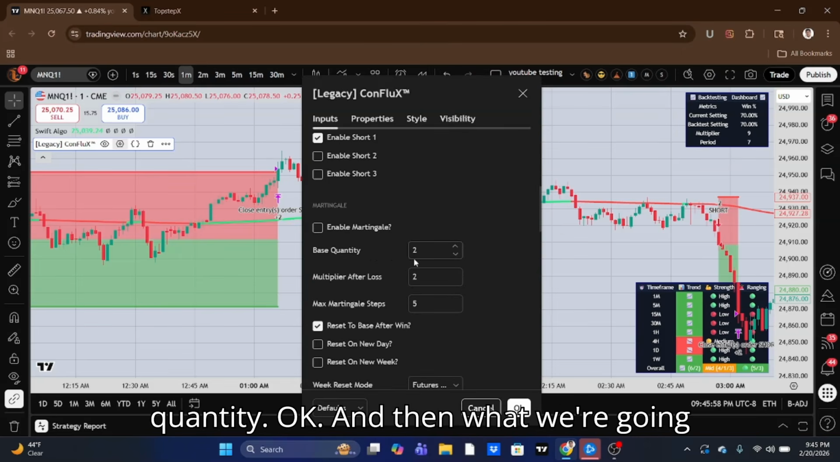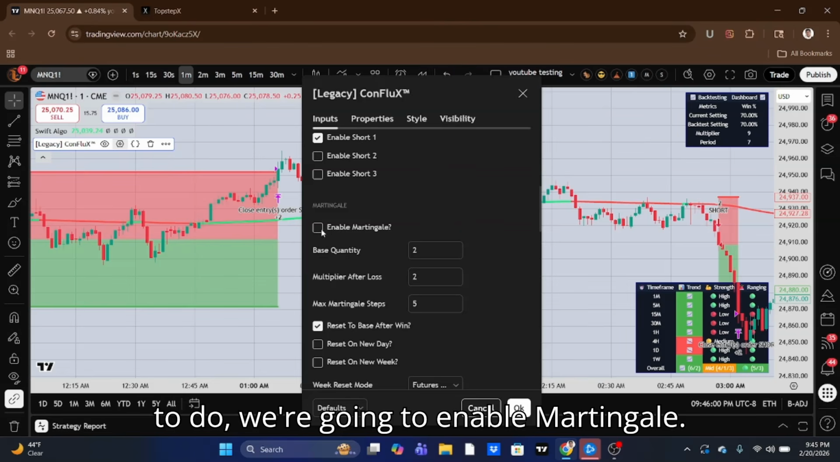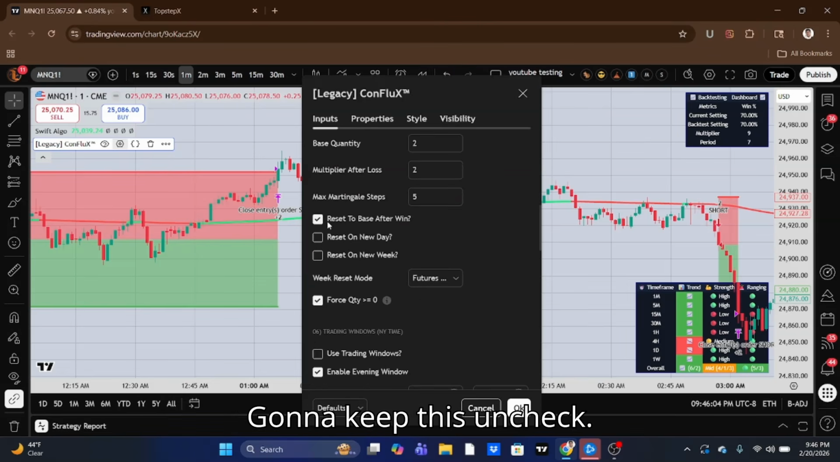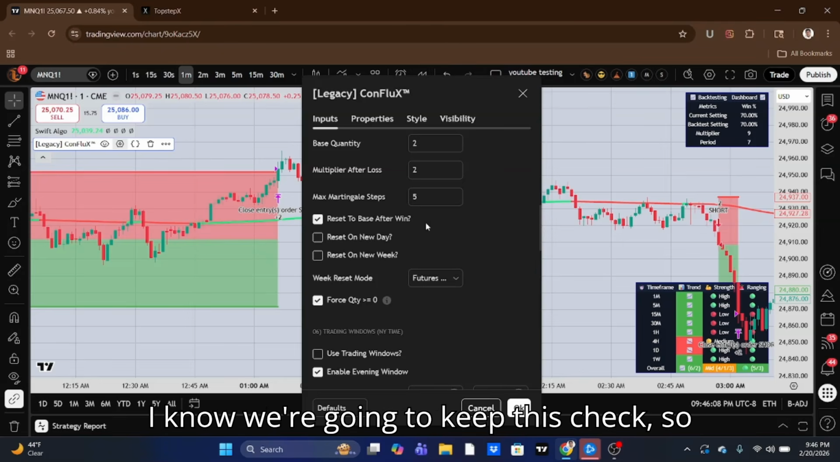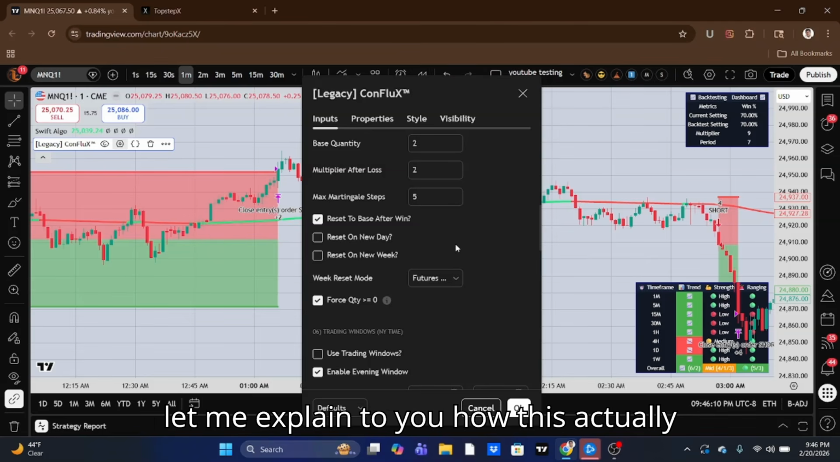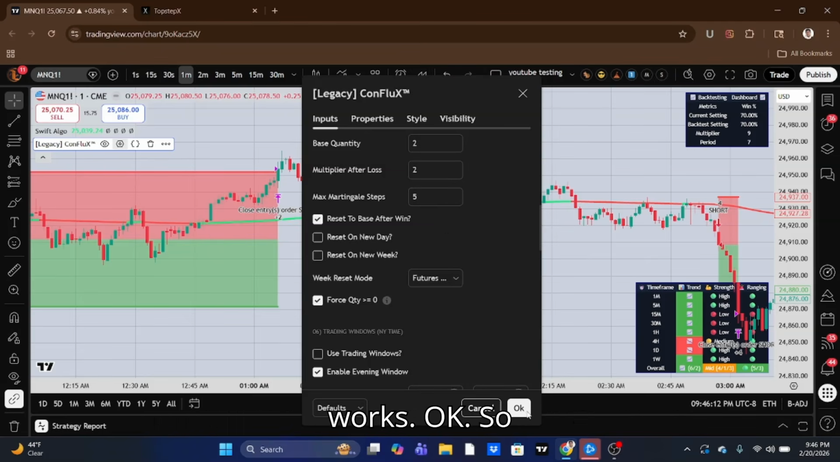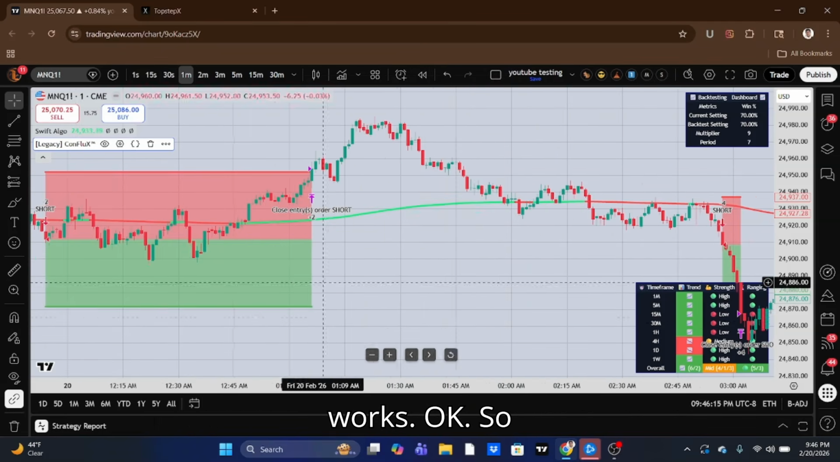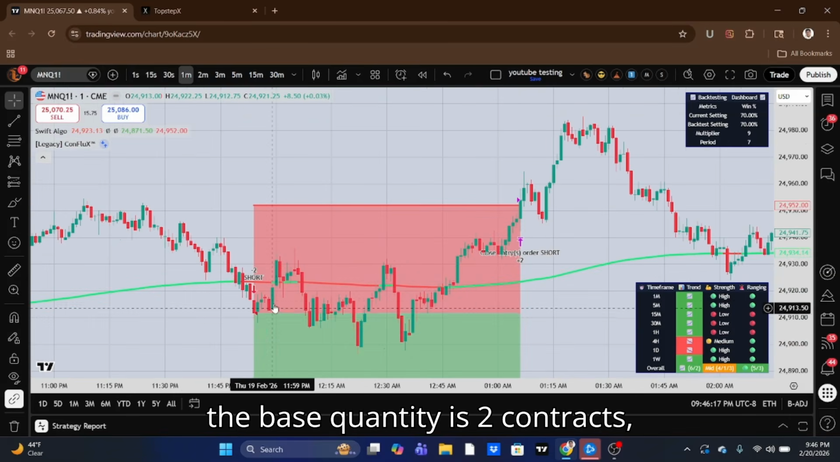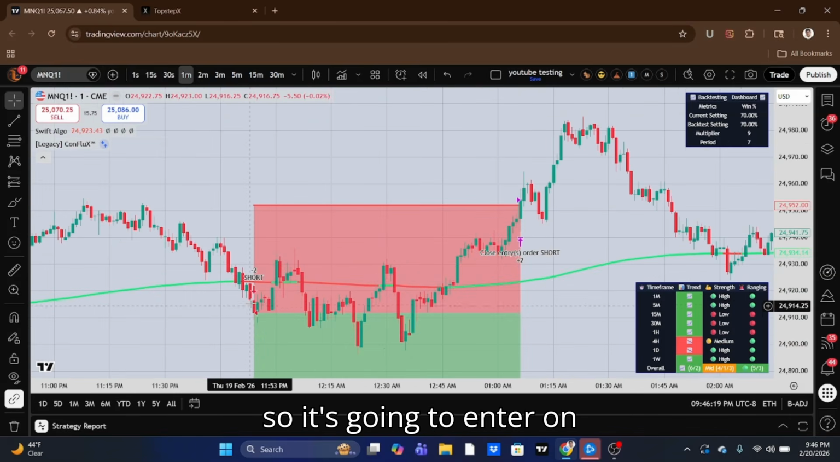Okay. And then what we're going to do, we're going to enable martingale. I'm going to keep this checked. So let me explain to you how this actually works. Okay. So the base quantity is 2 contracts. So it's going to enter on 2 contracts.